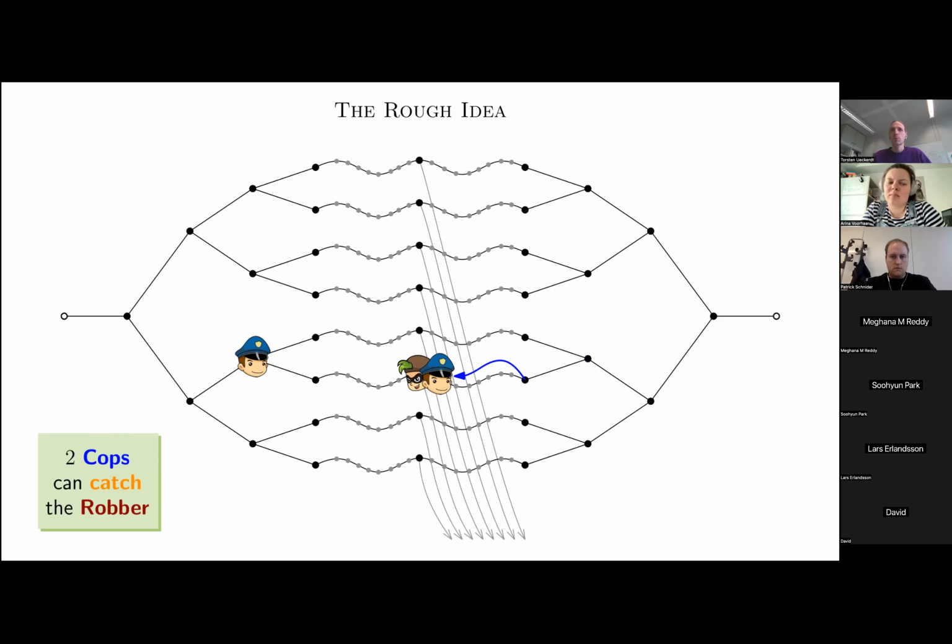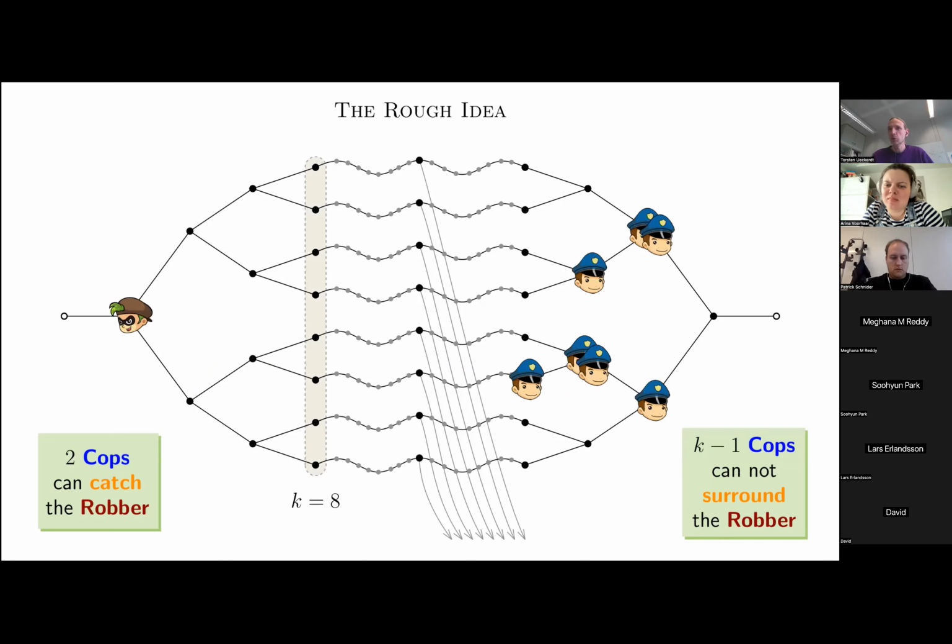So this is how two cops catch the robber. Let me show you why k-1 cops cannot surround the robber. What is k? k is the number of leaves in this binary tree. In my example, this is 8, because the tree has height 3. Later on, it's just going to be a power of 2. Here k is 8, so I have 7 cops.